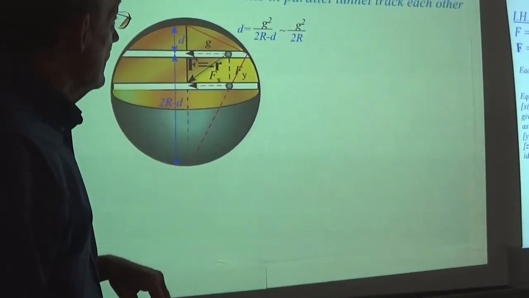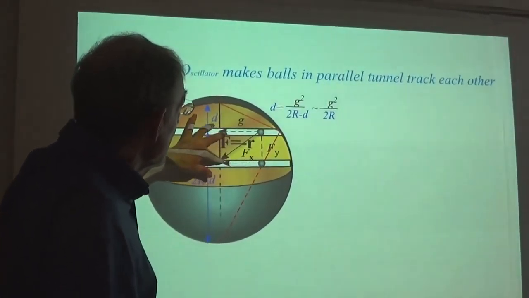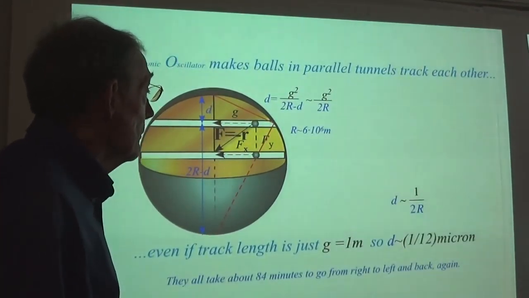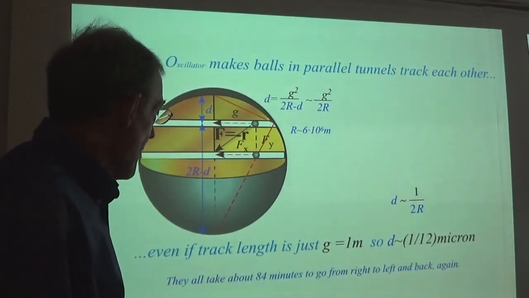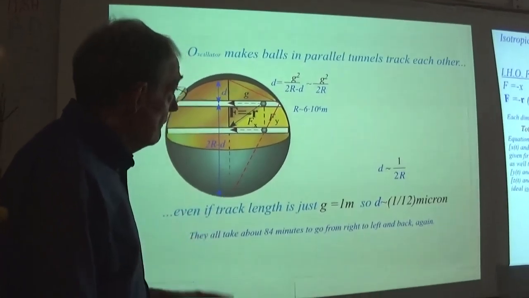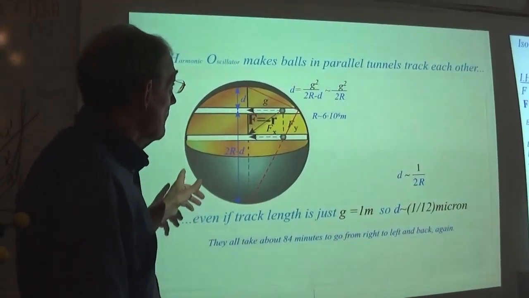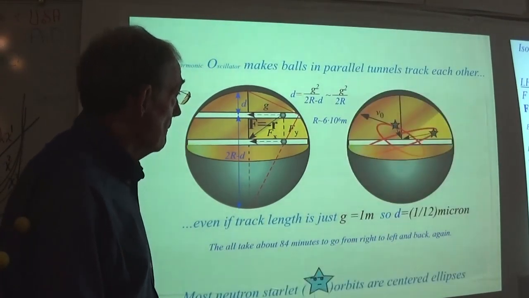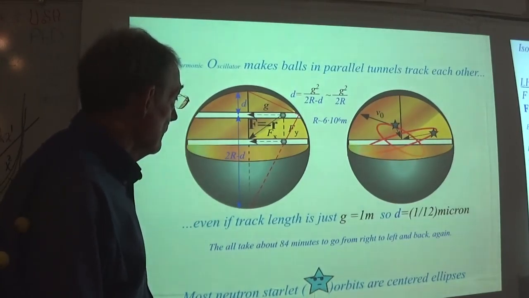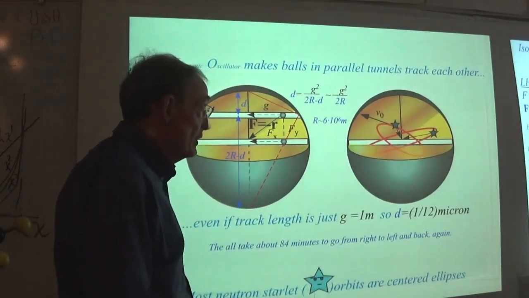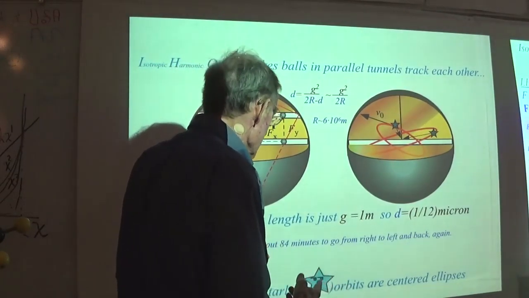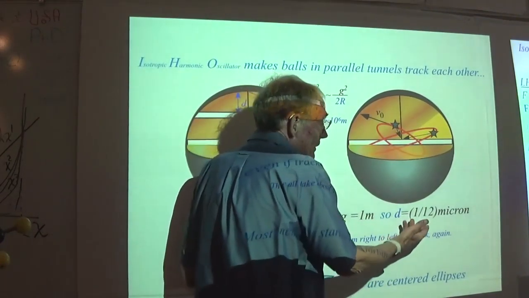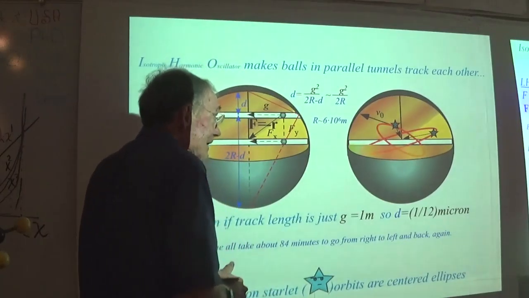So if you were to have a parallel track, they've got to match each other if you were making subways. So I'm going to be giving you a lot of problems with subways in the Earth. They're kind of neat. And as I say, 84 minutes is the time for this kind of stuff, because we're matching a treetop orbit, surface of the Earth, radius orbit, and all of these things here. So what that means is that this would be true even if the track length was 1 meter. Or even if it was a 12th of a micron.